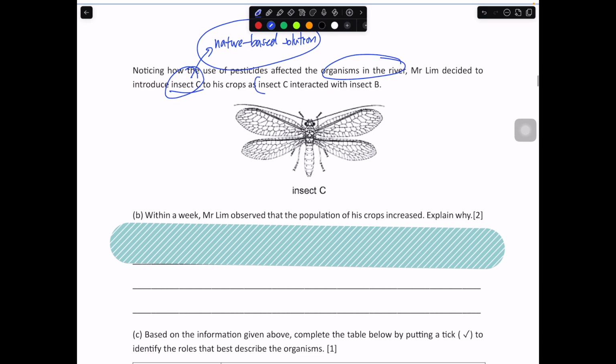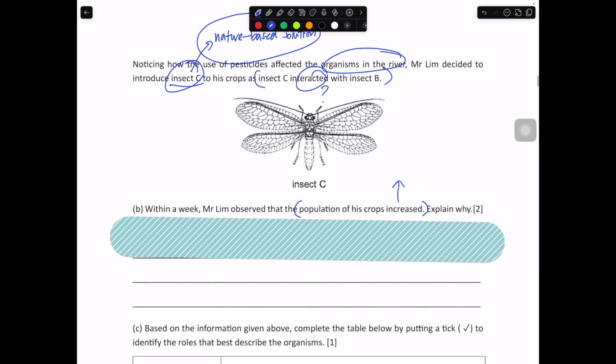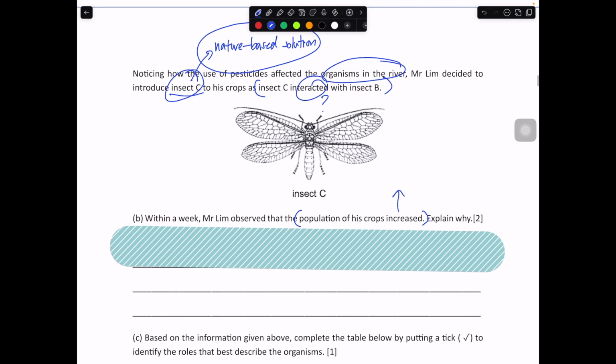They tell you that insect C will interact with bee, but they never tell you how. It could be prey on, or it can be a predator, or it can be anything. Okay, so within weeks, observe that the population of its crops increases. So when this comes in, right, you have to do a basic food chain, okay, to know, or at least to find out what is going on. Okay, over here, so you got the crops. Okay, it's eaten by insect B, right? Insect B. Okay, this is a basic food chain.